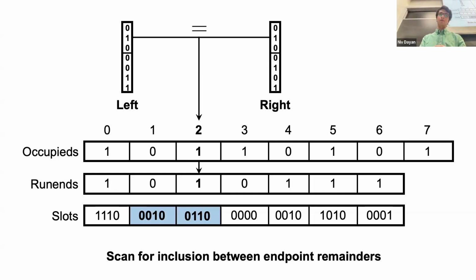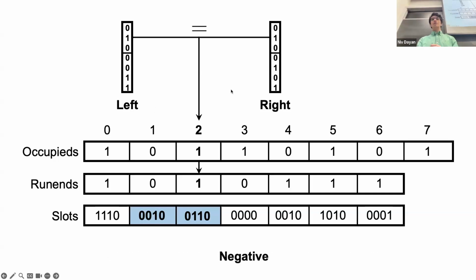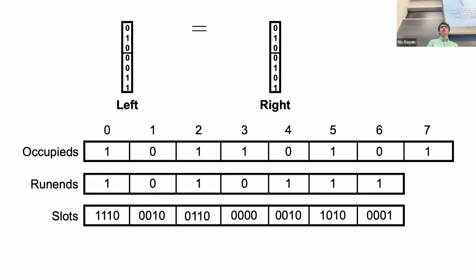So I have a bunch of remainders right here. And the thing that I'm looking for is a remainder that's in between the remainders of the left and right endpoints. And as you can see, my left endpoint has a value of 3 and my right endpoint has a value of 5. And the stuff that I'm storing here are 2 and 6. So none of them are in between. So my query returns a negative. Okay. So that's the case when your quotients are the same.